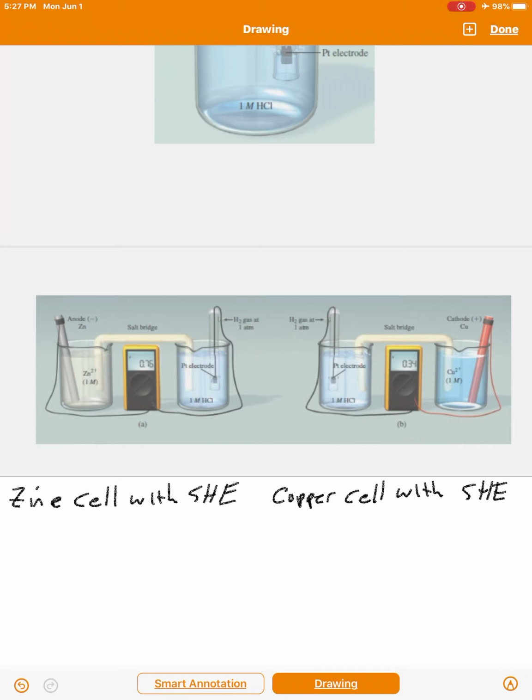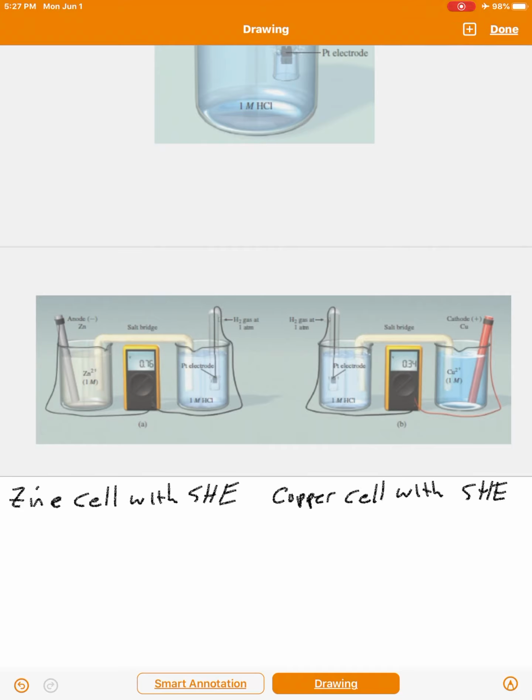Here, the copper's getting reduced and the hydrogen's getting oxidized. Okay? It's not clear from the picture how to tell that. It's just a limitation in terms of how they drew this, but a clue is this. This is the information you need.